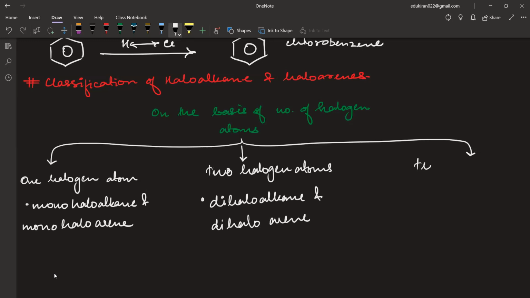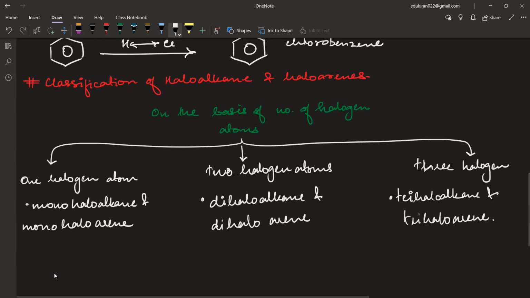If you have 3 halogen atoms, then it will be named as trihaloalkane, and haloarenes will be named as trihaloarene. Okay. Sorry, these will not be named as dihaloarine or dihaloalkane. They are called dihaloalkanes or dihaloarenes, monohaloarene, trihaloalkane, trihaloarene.